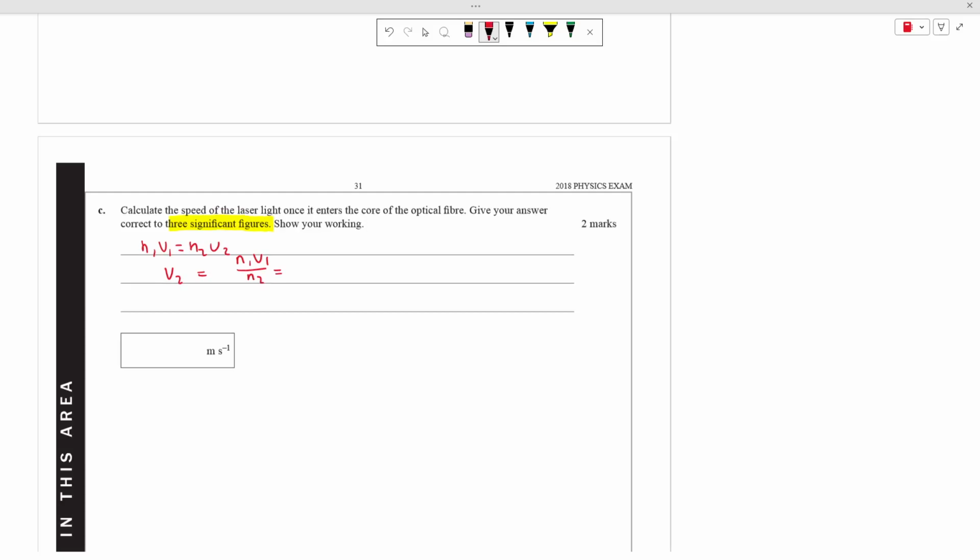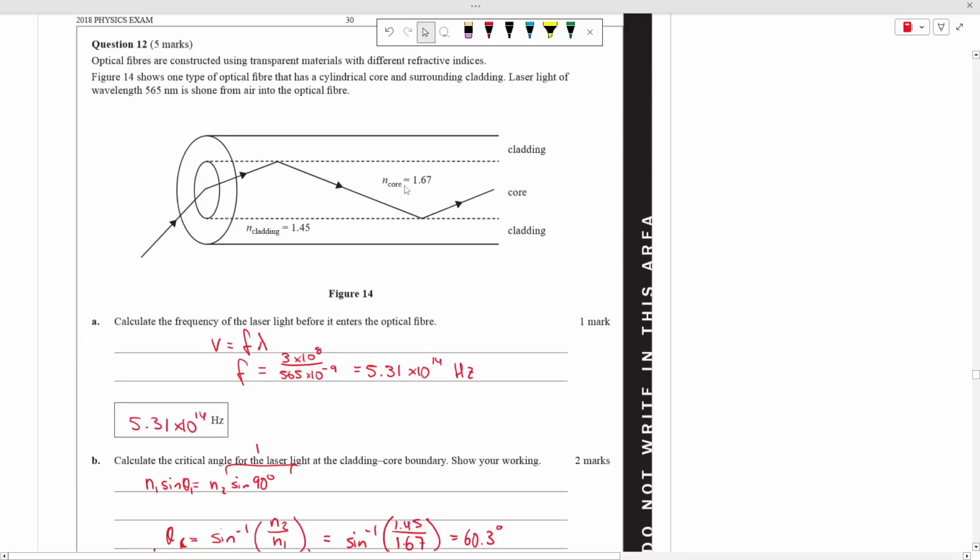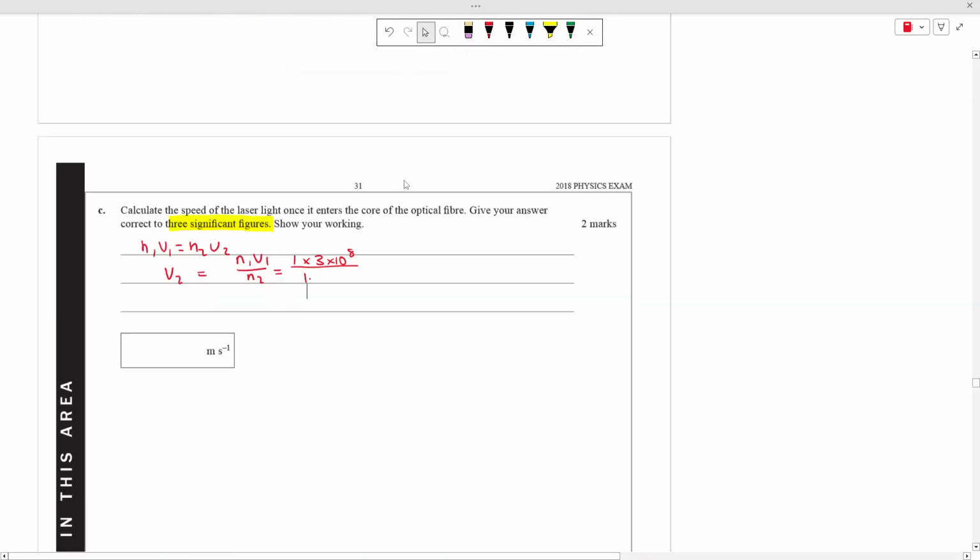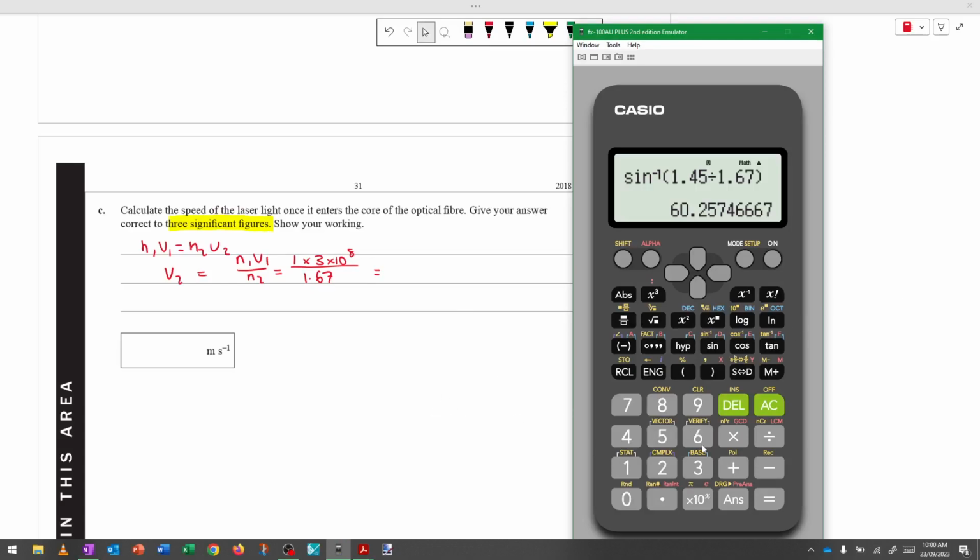which is, well, n1 is, we're coming from, sorry, we're coming from air. Speed of light in air is just 3 times 10 to the 8. And then n2, I think, was 1.67. Yep. Alright, calculator says 3e8 divided by 1.67.